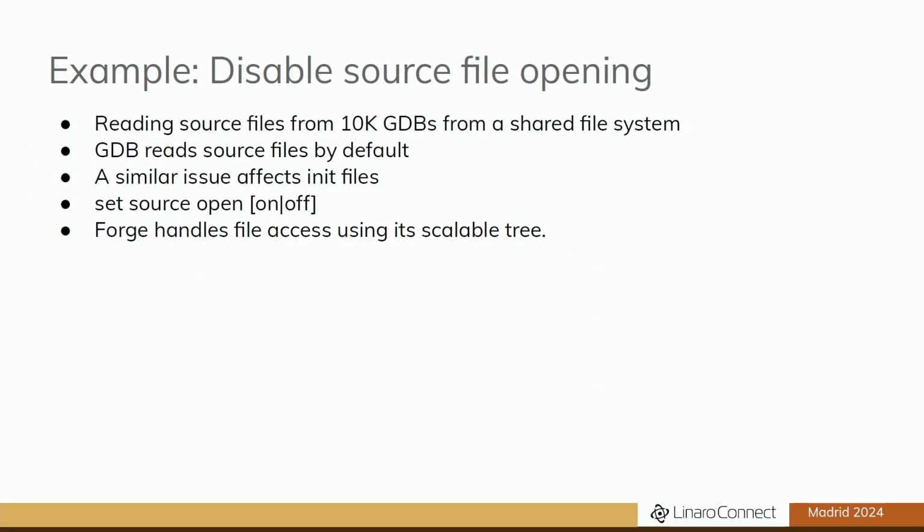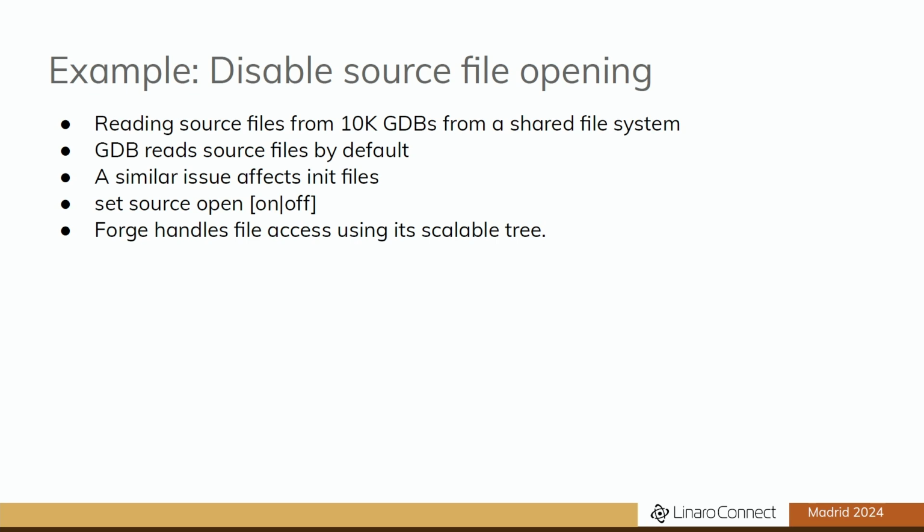So, another example. Typically, you keep your source code on a HPC system on a shared file system. And what you don't want is tens of thousands of GDBs trying to open the same source file at the same time. Anecdotally, this is a bad idea. This has been passed down to me by my forebears. So we have added options in GDB to control which files are opened. This also affects the init files as well. So you can play with this option in upstream GDB now.